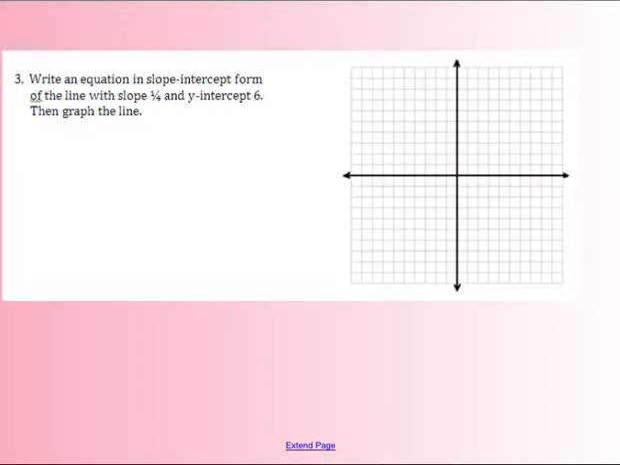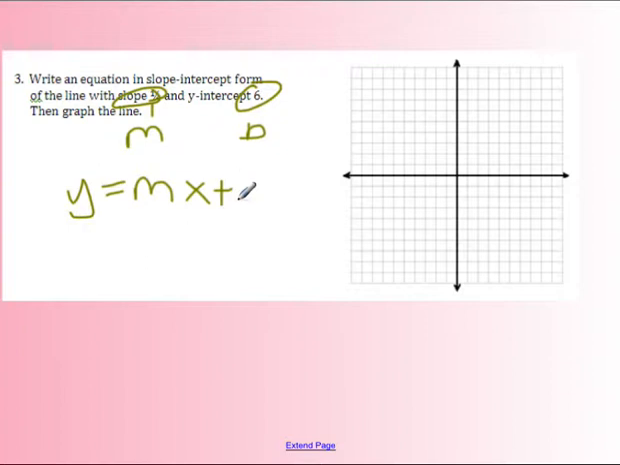So let's take a look at writing some equations. Okay, so for number 3, it says write an equation in slope-intercept form for a line with a slope of 1/4, that's my m, and a y-intercept of 6, that's my b. Now remember, slope-intercept form is y equals mx plus b. So let's plug in what we know. y is equal to, well, m is 1/4, so 1/4 x, plus b, which is 6. Okay, so m is my slope, b is my y-intercept.